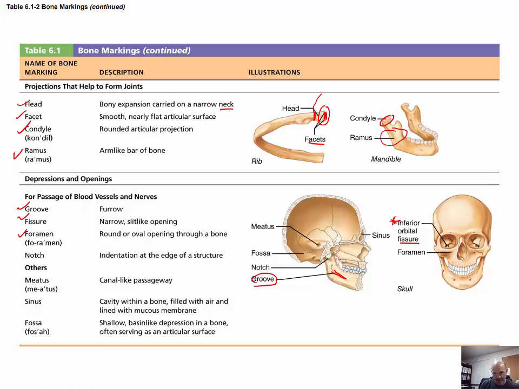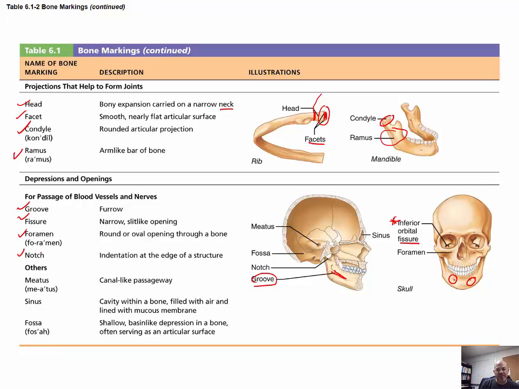There are foramina right here, for example. Those are the mental foramen. There's a real large one on the bottom of the occipital bone where the spinal cord comes out, and it's called the foramen magnum, which means large rounded opening.